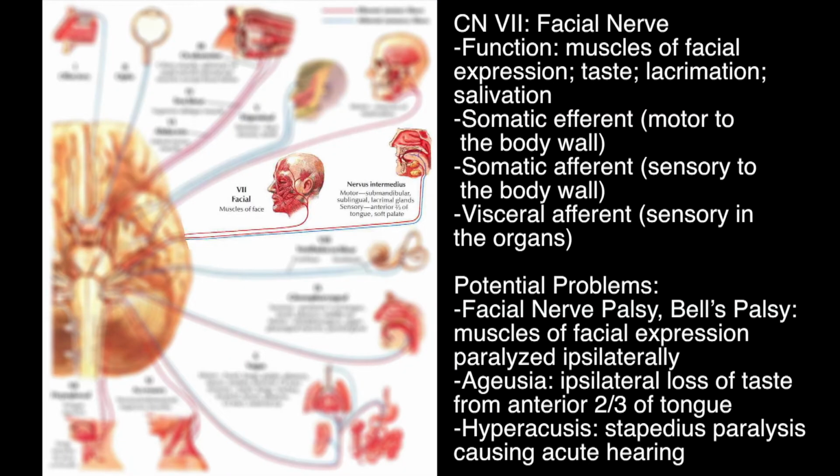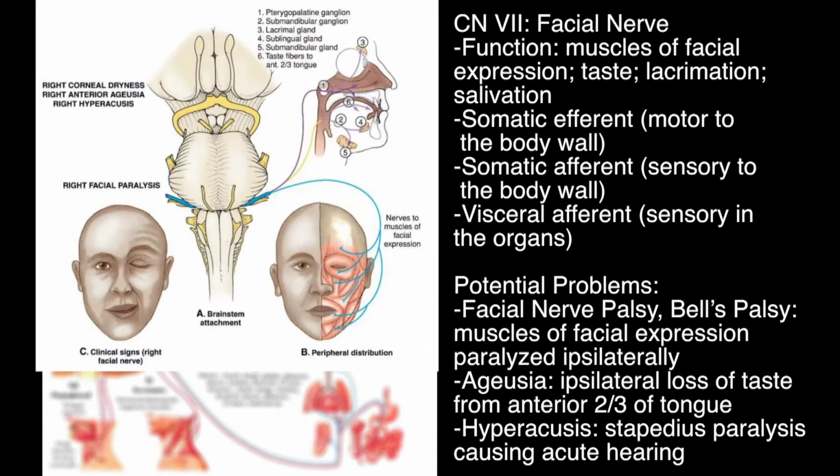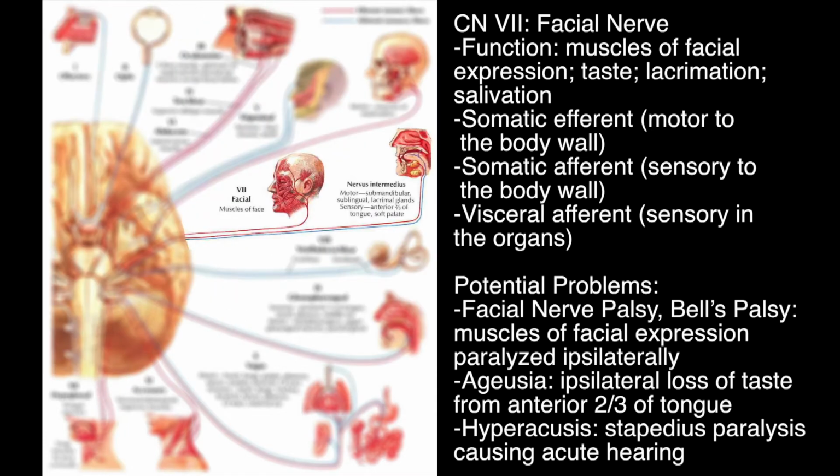Cranial nerve 7 is the facial nerve. The facial nerve's function is muscles of facial expression. It also includes taste, lacrimation, and salivation. This nerve is somatic efferent, somatic afferent, and visceral afferent. Potential problems to this nerve could cause facial nerve palsy or Bell's palsy, ageusia, and hyperacusis.